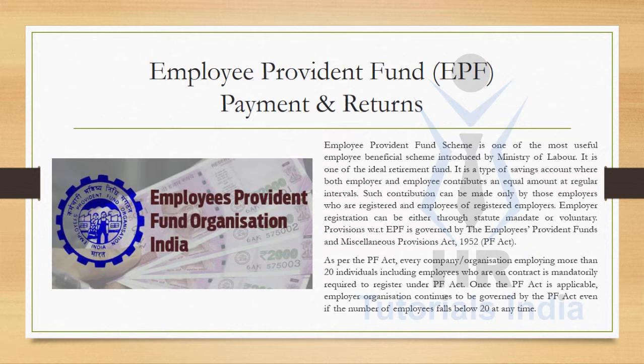Once the EPF Act is applicable, the employer organization continues to be governed by the EPF Act even if the number of employees falls below 20 at any time. As per the EPF Act, every organization whose employee strength is more than 20 needs to be registered under the EPF Act. And once the EPF Act is applicable, even if the number of employees working in the organization reduces below 20, it is mandatory that the organization should continue to be governed by the EPF Act.